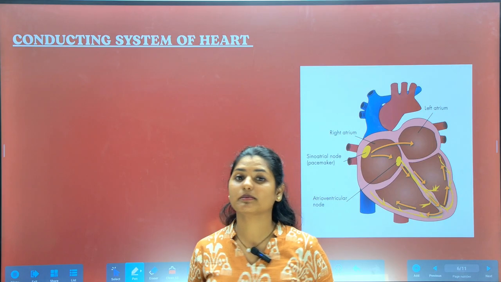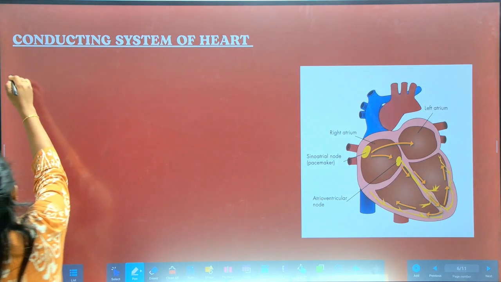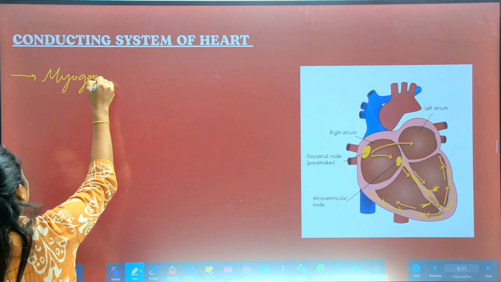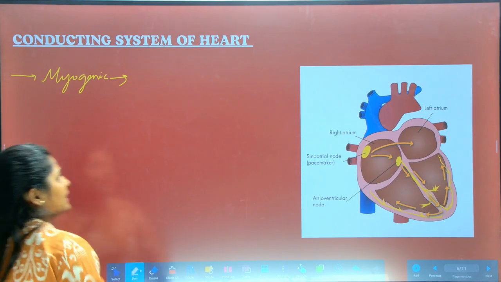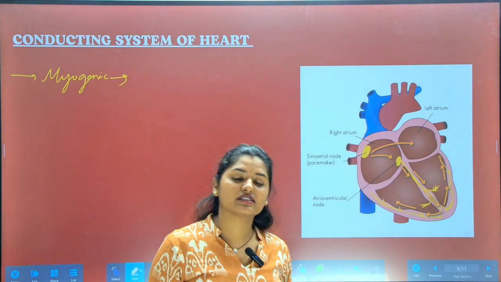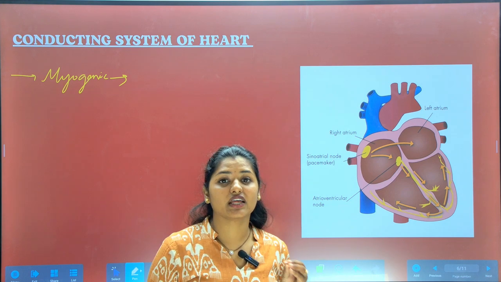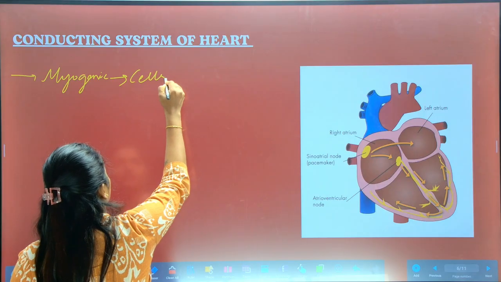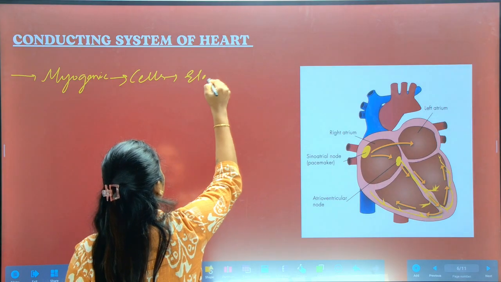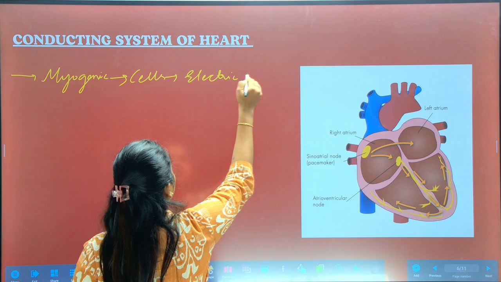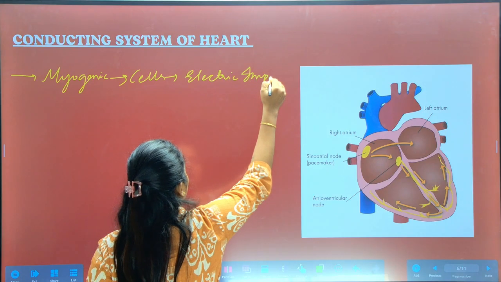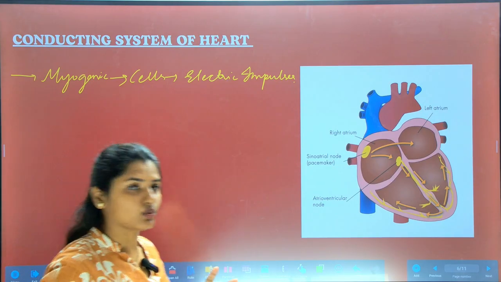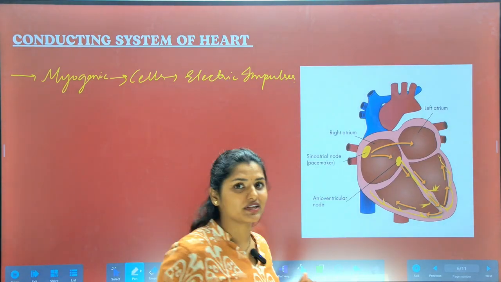Here, the heart is myogenic. Remember the term myogenic. The heart is called myogenic, which means it has its own cells which give electric impulses. So in the heart we have two nodes, and these two are very important.